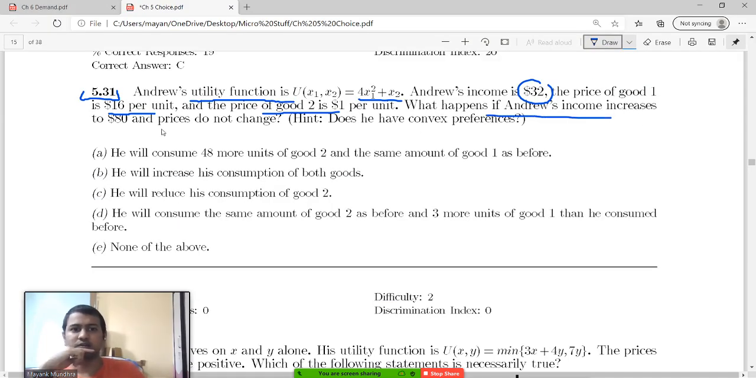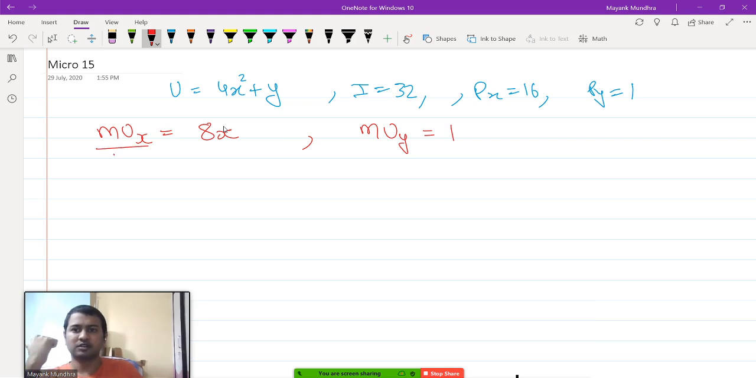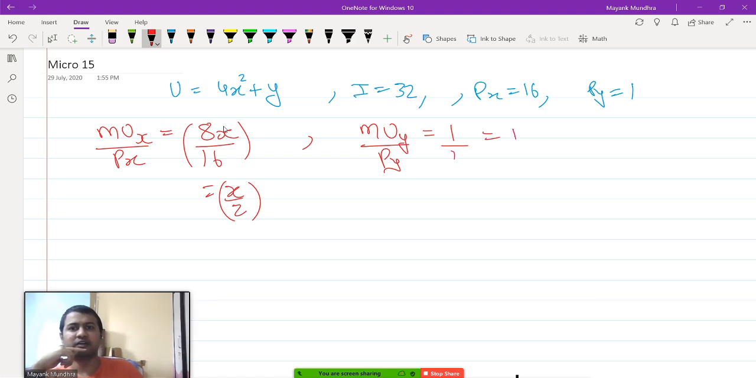What happens if Andrew's income increases to $80 and prices do not change? Okay, so in this case, marginal utility from good X is equal to 8x, and marginal utility from good Y is equal to 1. So if I look at the ratio of marginal utility upon price, marginal utility upon price from good X becomes 8x by 16, which is basically x by 2, and marginal utility upon price from good Y is 1.